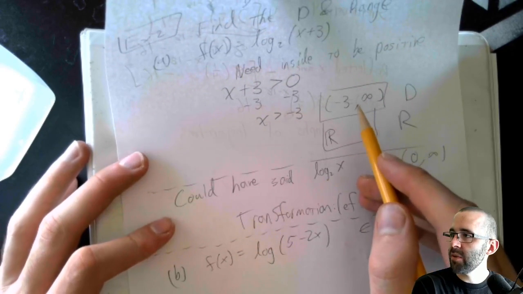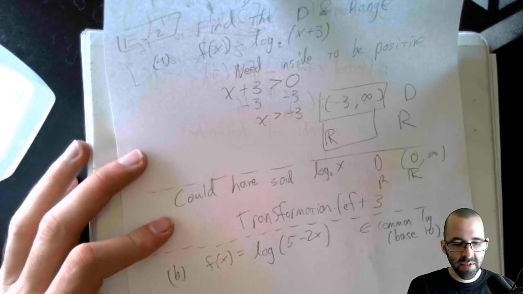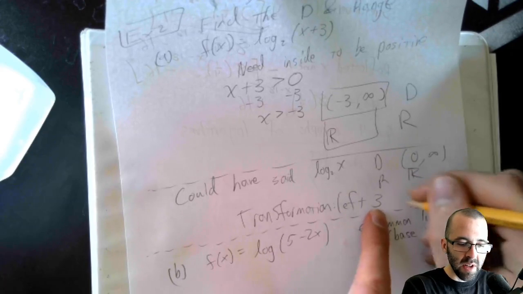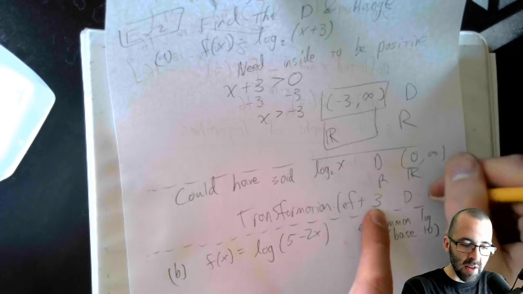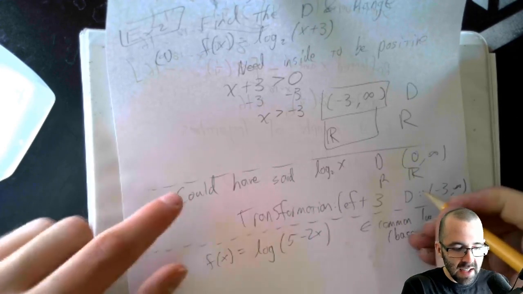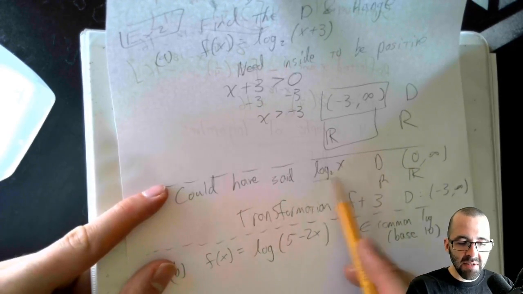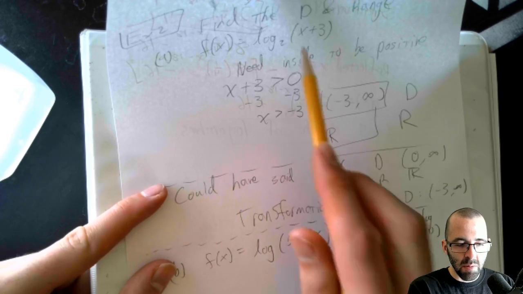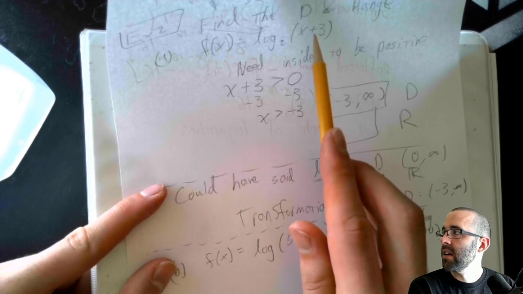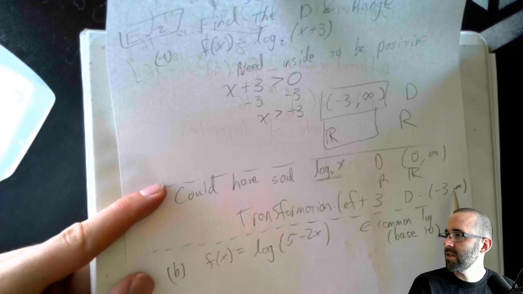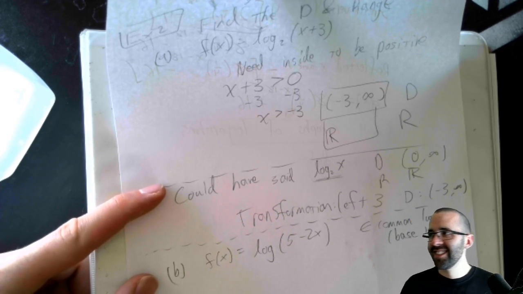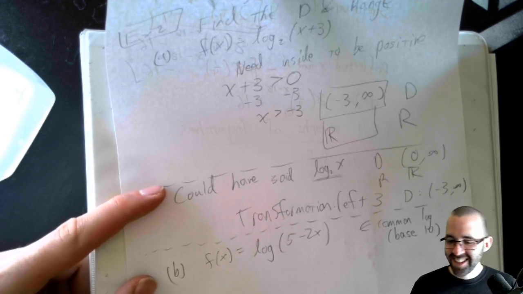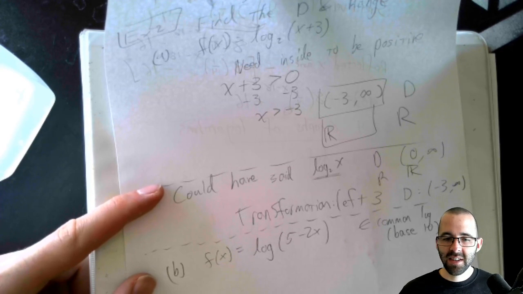The domain is negative 3 to infinity, Lexi. So if we move it left 3, then it becomes negative 3 to infinity. What I was trying to say here is that if we look at the basic function, that's 0 to infinity. But in part A, we're moving it left 3. So it becomes negative 3 to infinity. All right. Does that answer your question? Good, good, good. Great.